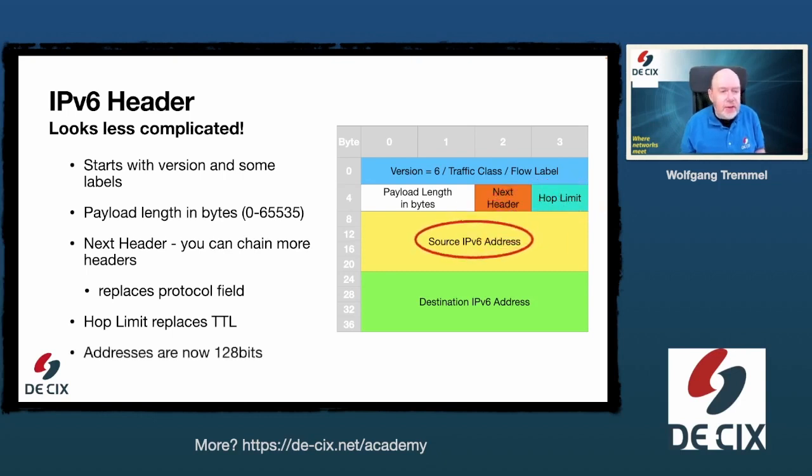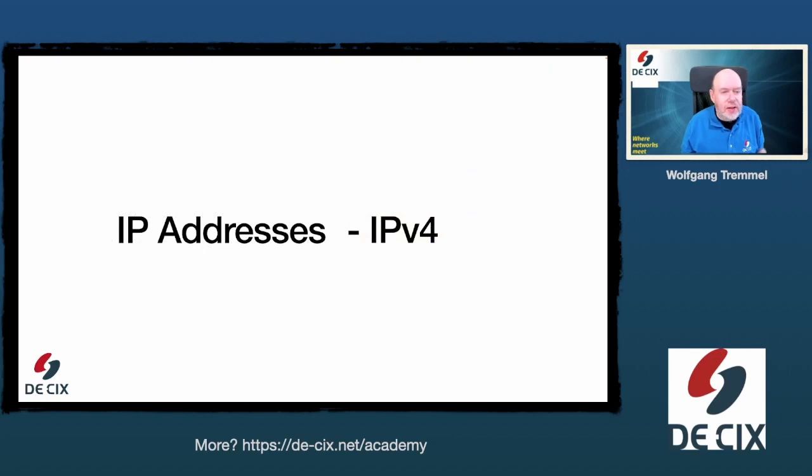And the address field, this is the main difference people see between v4 and v6. The addresses are now 128 bits long, which gives you enough address space for a long, long time, hopefully. Talking about IP addresses, let's talk about IP version 4 first, because I guess you all are already familiar with them.